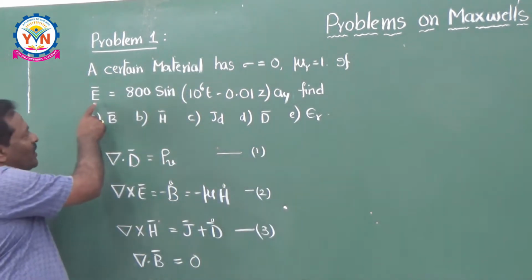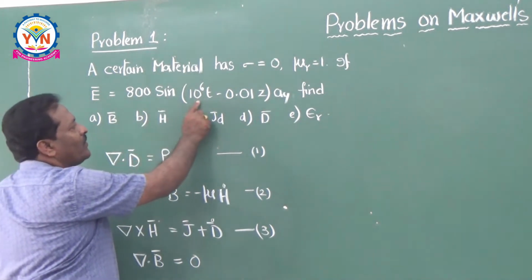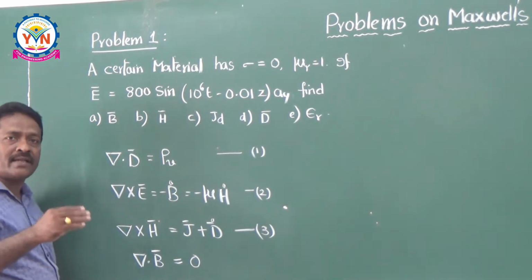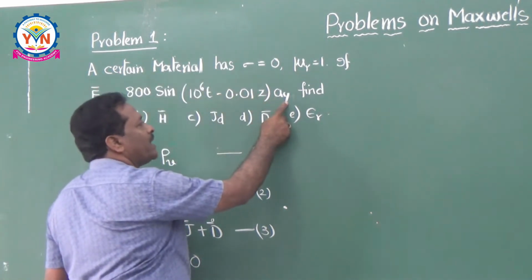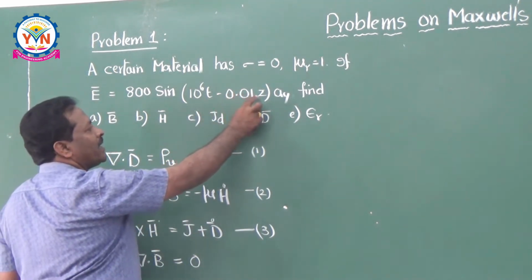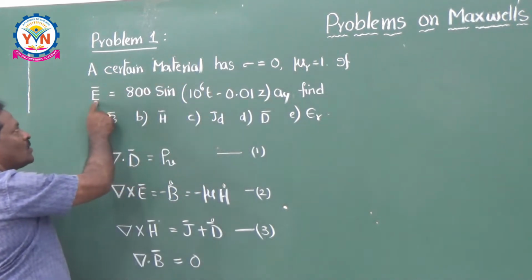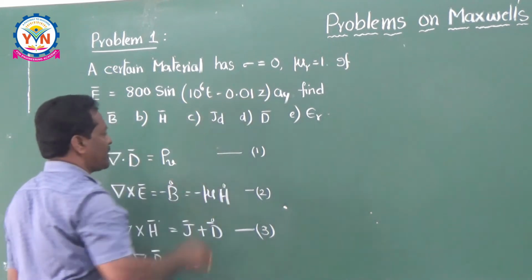And the electric field expression given here is telling that the wave is propagating in which direction? Z direction, that is, the wave travels in the Z direction. And electric field is in which direction? Y direction. Look at the argument: the term inside is always the direction of the wave, and the one outside is always the direction of the field. So electric field is in Y direction and the wave is propagating in Z direction.